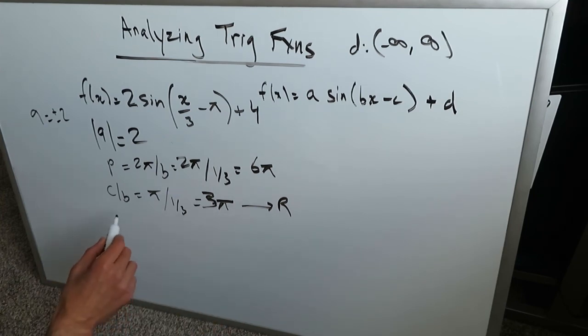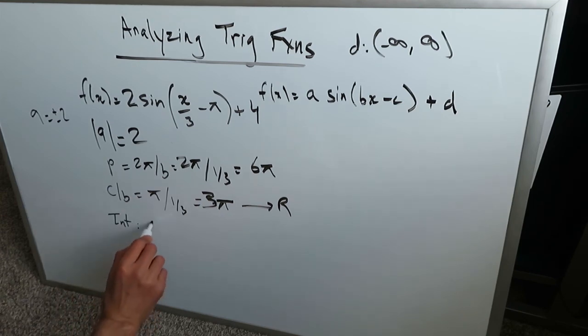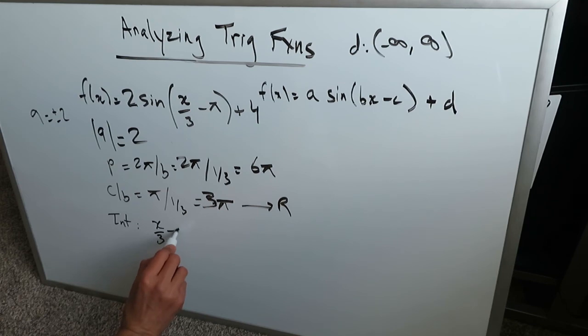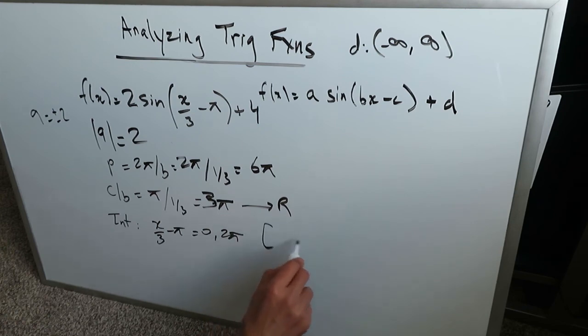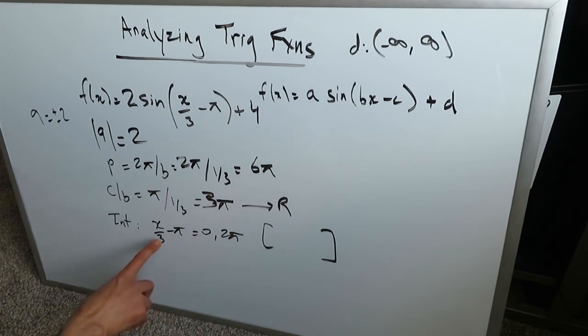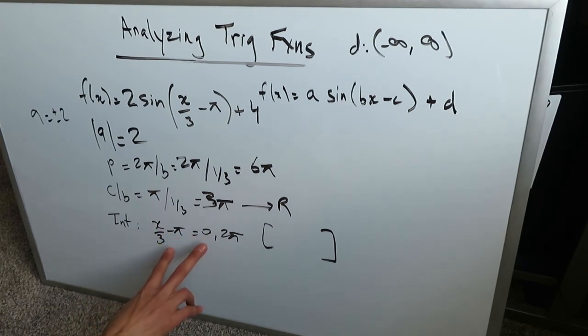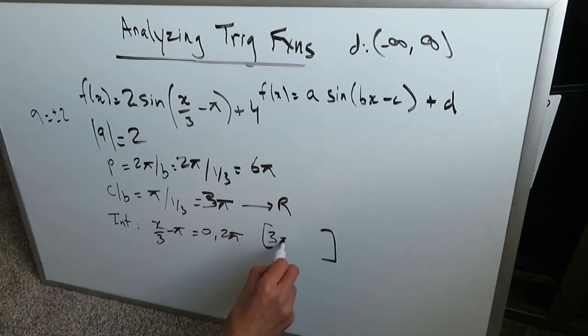What's next? It will be our interval. Our interval should be second nature by now. Just do x divided by 3 minus pi and equal all of this to two items, 0 and 2 pi. And you have to individually calculate for x over here to get your start and your end point for each wavelet. When you do x over 3 minus pi equals 0, you take pi on the other side, you get x over 3 equals pi. You take 3 on the other side, you get 3 pi.